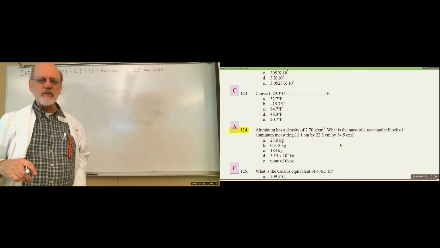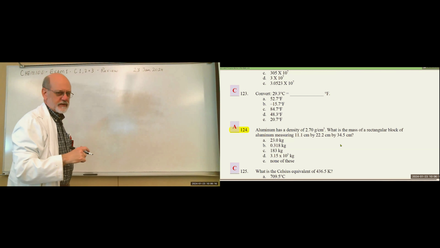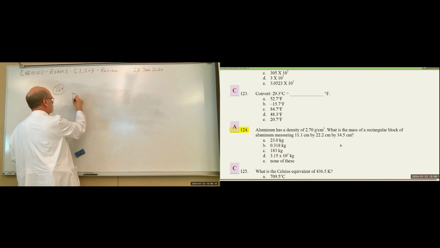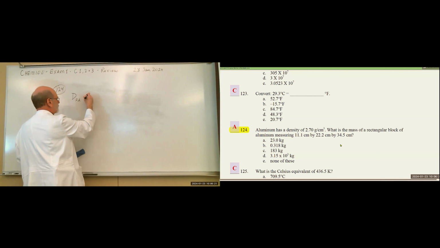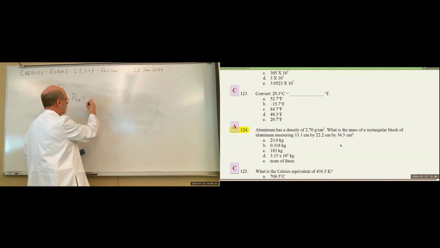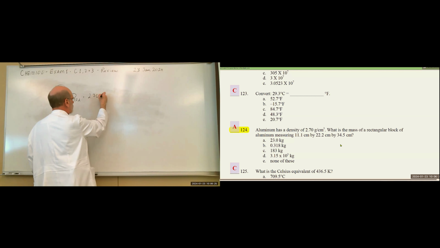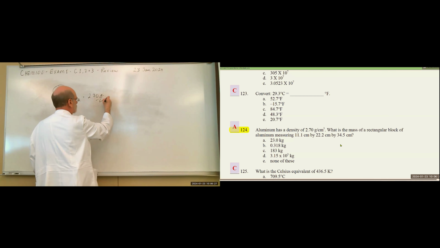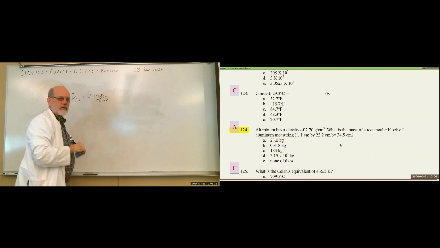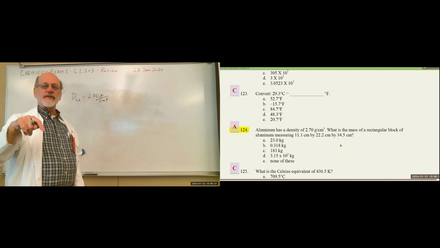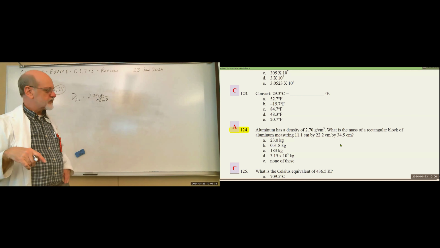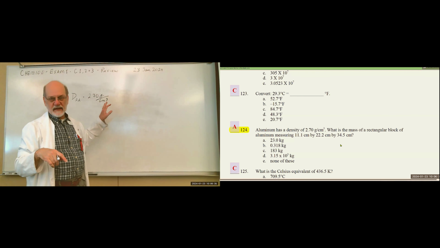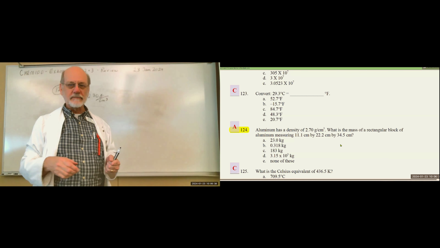Aluminum has a density of 2.70 grams per cubic centimeter. Let's just put that up here. 2.70 grams per cubic centimeter. And the reason it's cubic centimeters is because this is a solid. Solids are in cubic centimeters, liquids are in milliliters, just by convention.